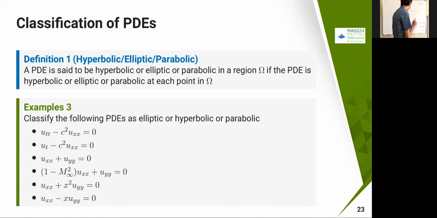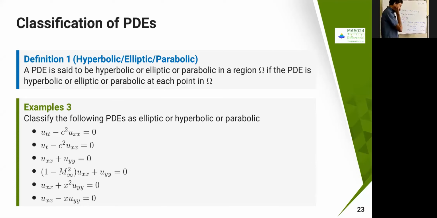We say this PDE is said to be parabolic or hyperbolic or elliptic in a particular region omega if it is parabolic or hyperbolic or elliptic at each point in that omega. So at each point in omega, if it is parabolic, we say it is parabolic in that region. Similarly for elliptic and hyperbolic. So let us see that.